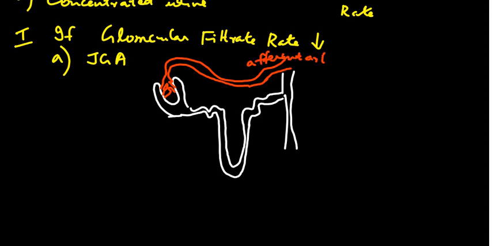There is a tissue that forms between the afferent arteriole, due to cellular modifications, and the distal convoluted tubule. So this is the distal convoluted tubule. So the afferent arteriole and the distal convoluted tubule join together to form this cellular modification, which is called the juxtaglomerular apparatus.